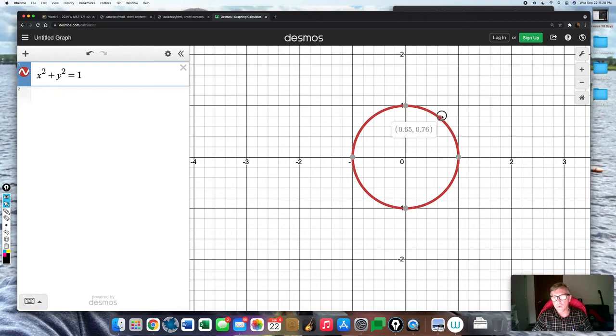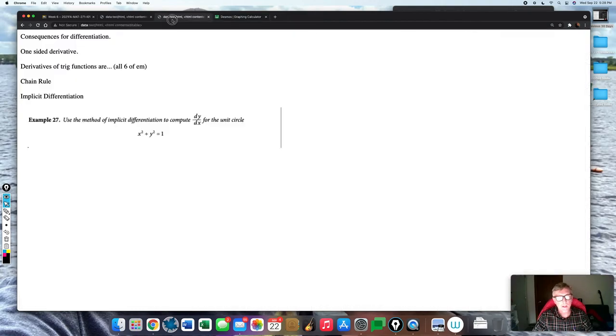Okay. So let's say that I pick a point on this line and I want to find the slope of the tangent line to that circle, right? And the thing to do here is actually to use the chain rule. So here's what I'm going to do. I'm going to explain how this method of implicit differentiation works. And this is from the NC State textbook for my students. This is where I got this problem from.